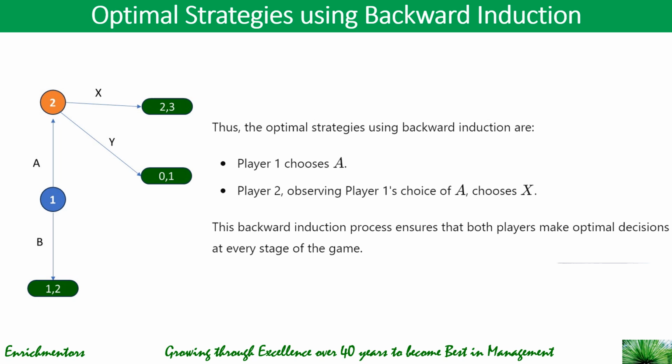So the optimal strategies using backward induction are: player 1 chooses A, player 2 chooses X given that player 1 is choosing A, and the payoffs are 2 and 3 for players 1 and 2. This backward induction process ensures that both players make optimal decisions at every stage of the game, right?